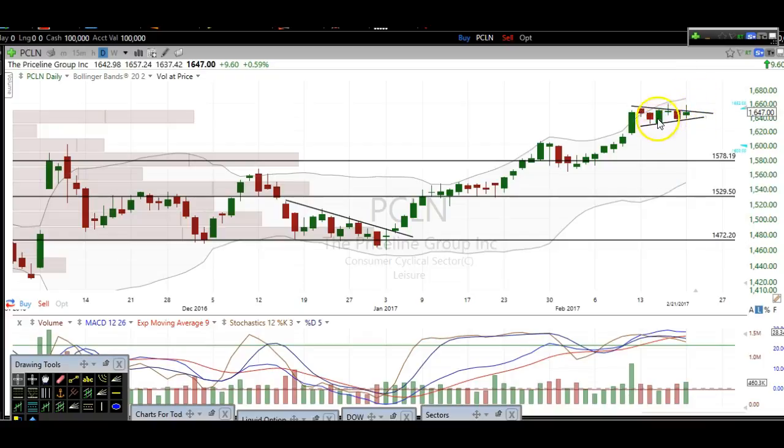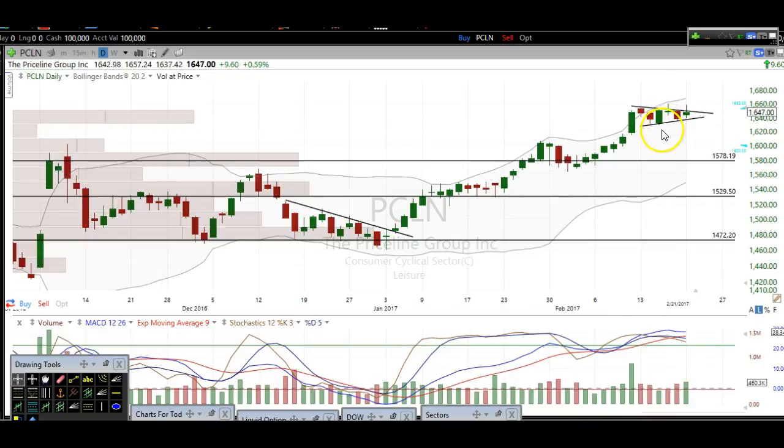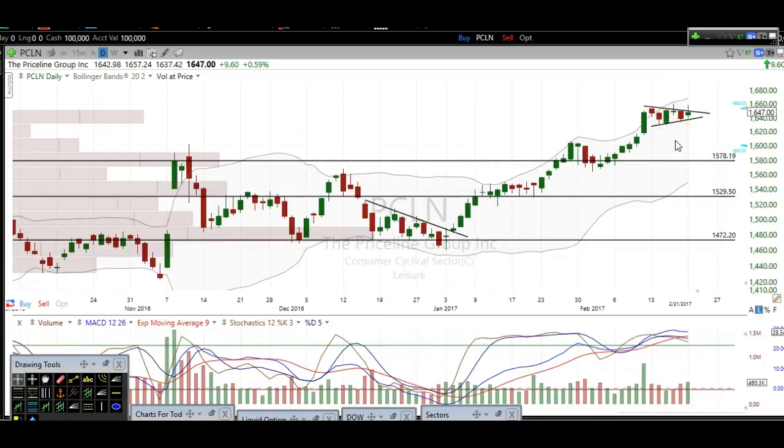If we break these lows right here, and those lows are right around 1629 approximately, we're most likely going to head down to about 1578. But if you look at 1578, we've got some nice support. It was previous resistance right here, and you can see we broke over it right here and then used it as support right here and then bounced. So definitely a level right here that you want to be aware of.